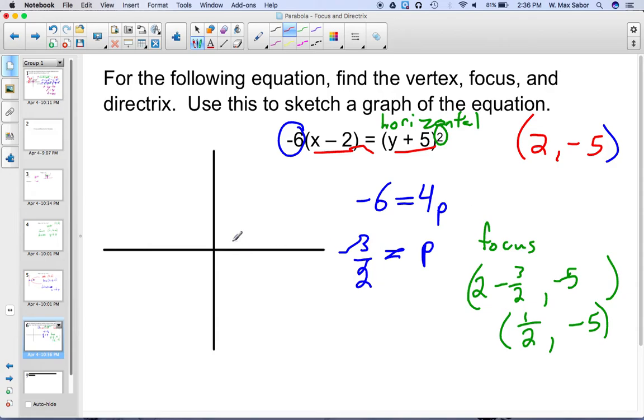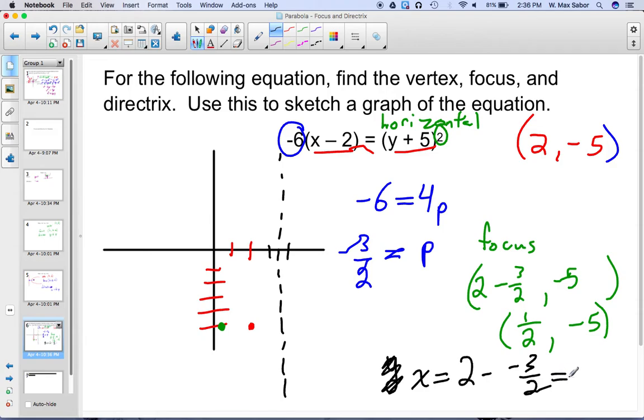So let's see. Plot (2, -5). Plot (1/2, -5). That's the focus. The directrix will be on the exact opposite side, so it'll be over here. Or we could do it algebraically by saying, instead of 2 minus 3/2, we have x equals 2 minus -3/2, which is 7/2, or 3.5. So that's our directrix. And we can use that to sketch a graph of this equation. Depending on how careful we want to be, we can figure out the intercepts, but that's a reasonable sketch of this graph.